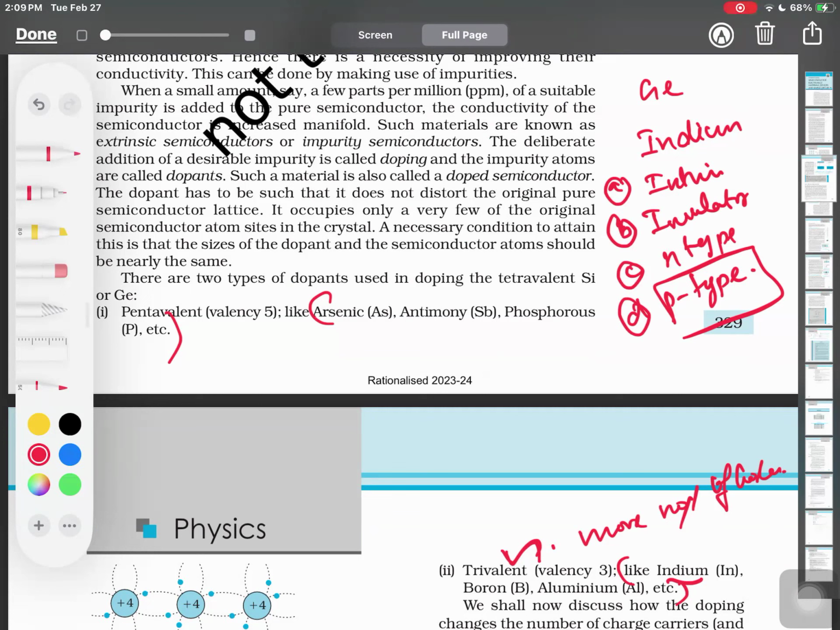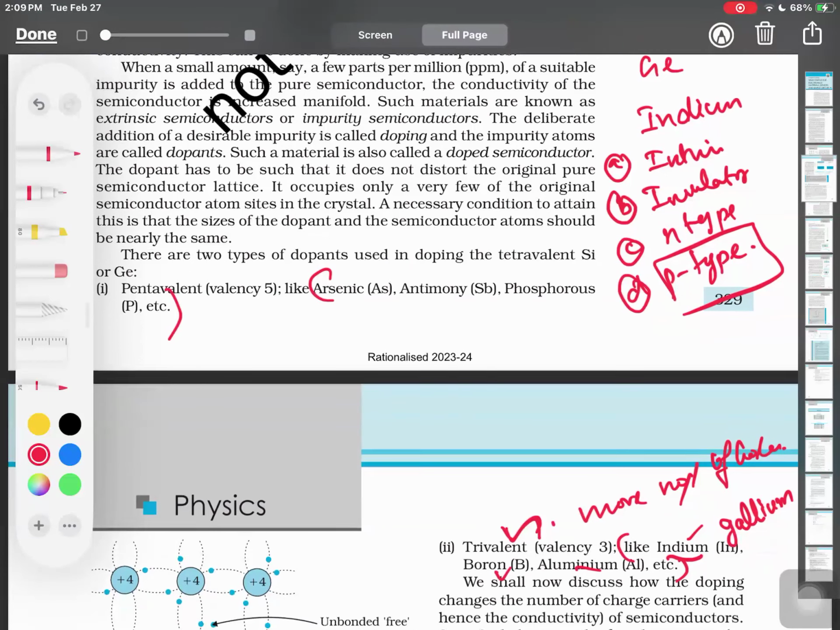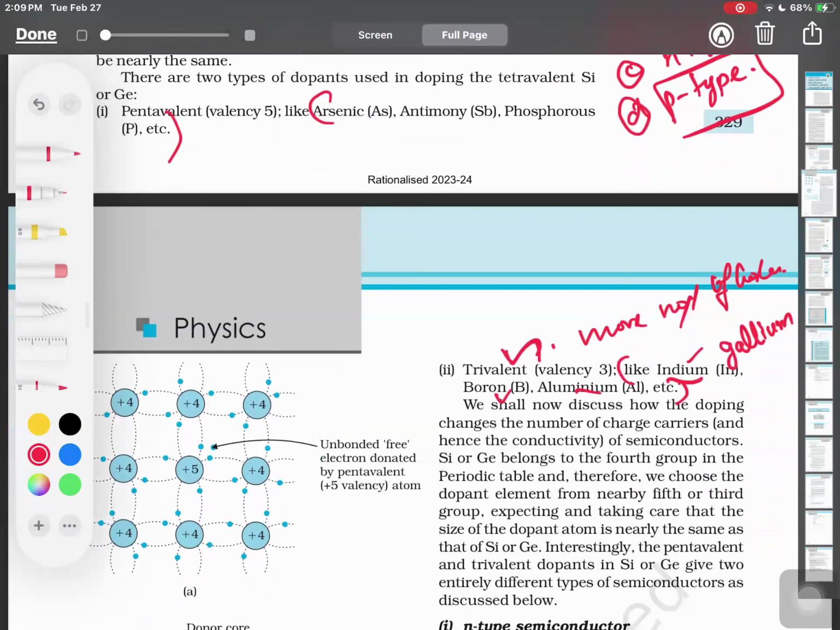Then always trivalent impurities such as boron, indium, gallium you can write, and then aluminum. These are all called acceptor impurities. Then what else might be asked? Suppose you're asked like this: a small impurity is added to germanium to get a p-type semiconductor. Identify the impurity. Definitely it will be trivalent. Like that also it will be asked.